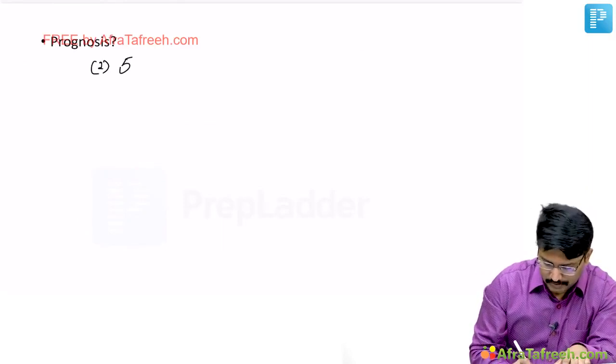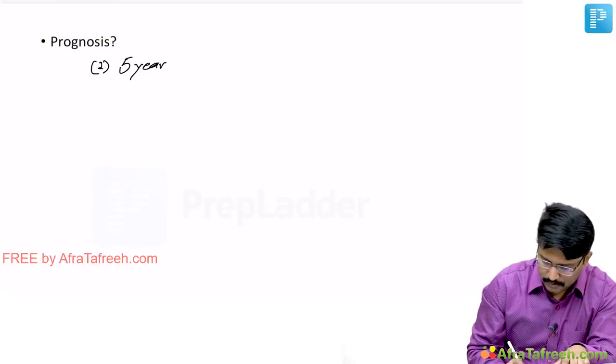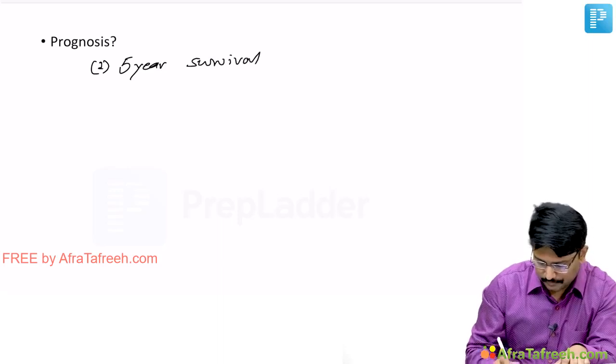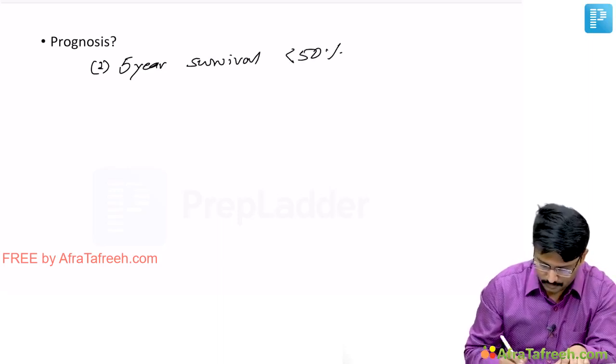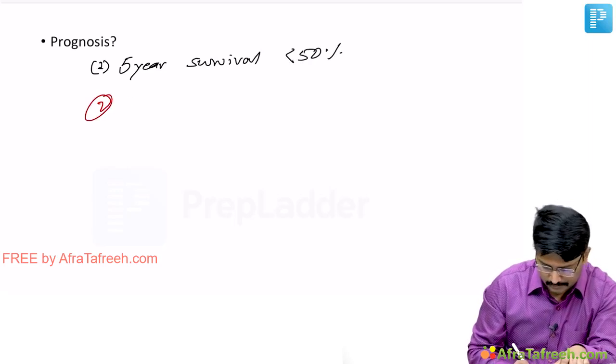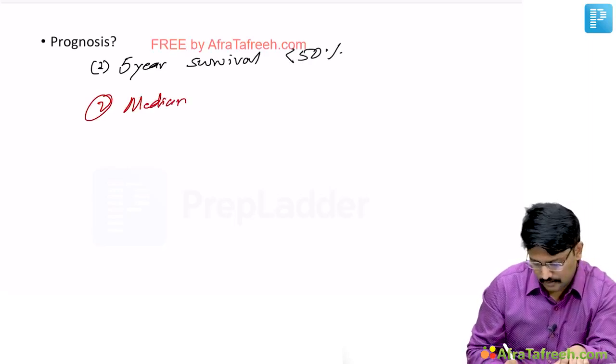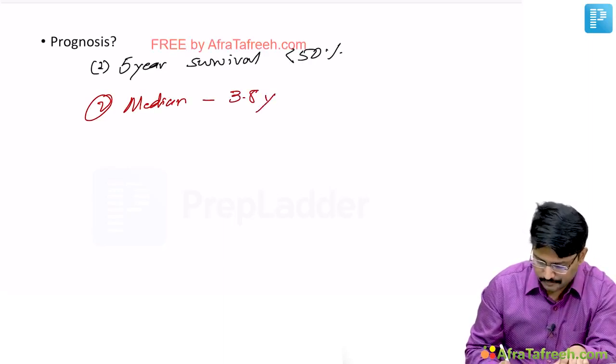Coming to prognosis, I told you earlier, this is one of those ILDs which has really bad prognosis. So the 5-year survival is usually less than 50%. The median survival after diagnosis is 3.8 years.